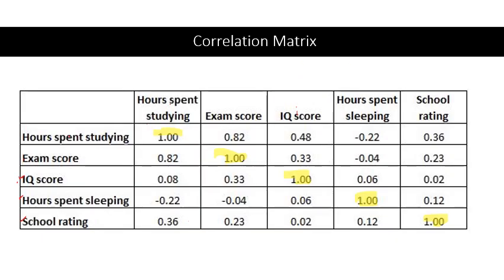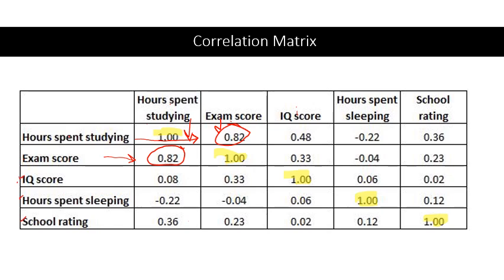So for the last correlation matrix we'll look at, in this case, the whole matrix is filled in. So you can see that the ones are written in going down the center, the perfect correlations of each variable with itself. And then you can see here that the other variables are written in two locations. So the relationship between exam score and hours spent studying is shown here as 0.82. And it's also shown here as the same 0.82. It's written twice.